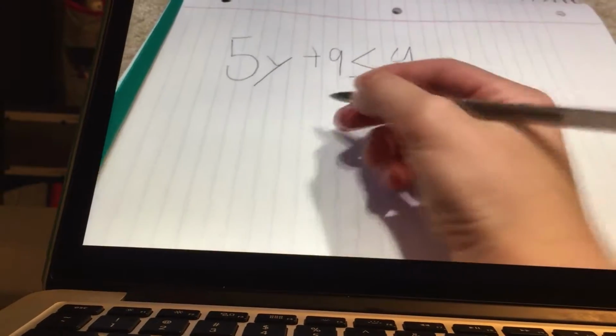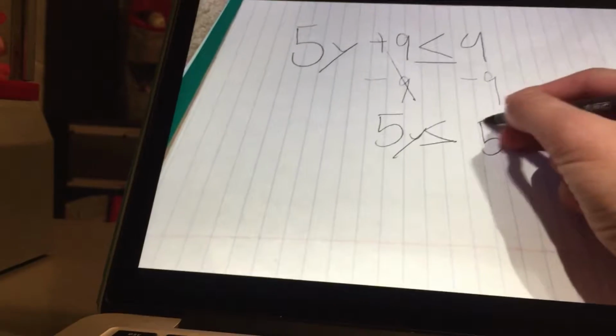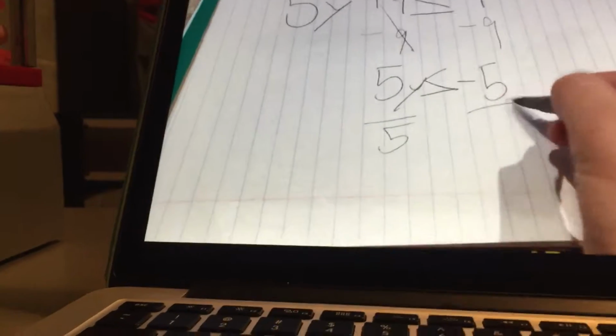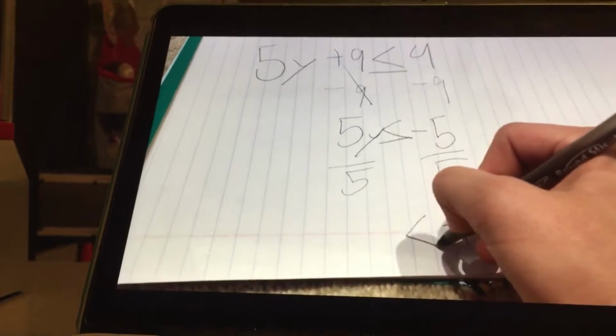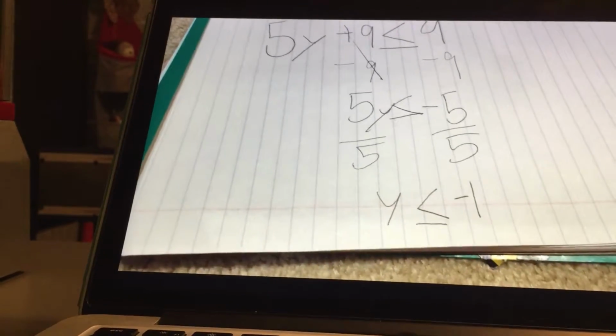Okay, so for the second problem, we're going to start out by doing the same thing. So minus 9 here, minus 9 here. So here it cancels out, and we'll just put the 5y here, and then 4 minus 9 equals negative 5. So put negative 5 here, and then we divide 5 from both sides, which leaves us with negative 1 and 1. And that's it.